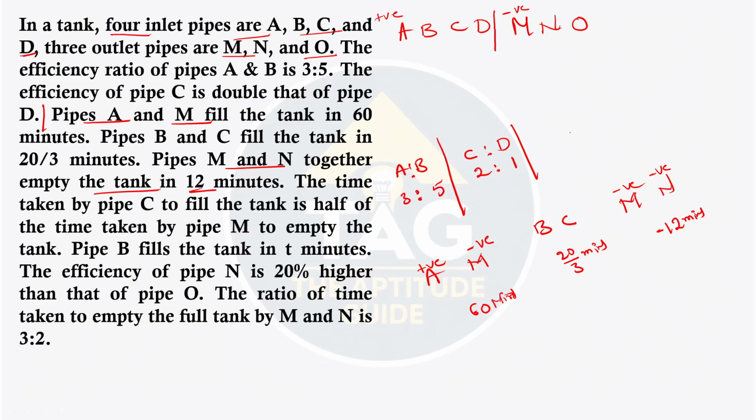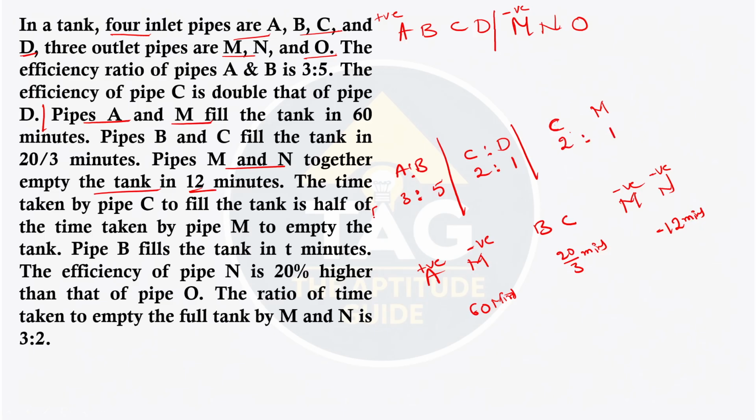The time taken by pipe C to fill the tank is half the time taken by pipe M to empty the tank. As C takes half the time that M has taken, C's efficiency is double that of M. The efficiency ratio of C and M is 2:1.